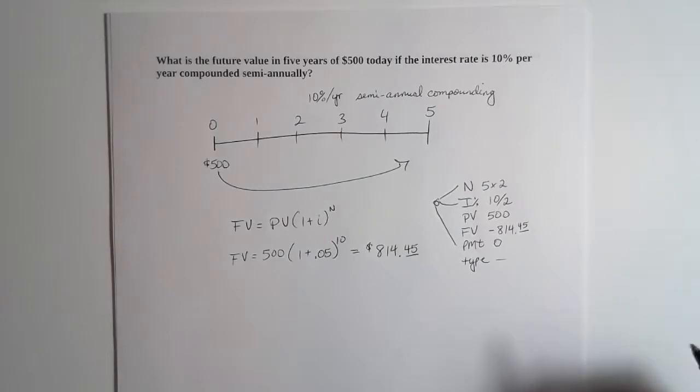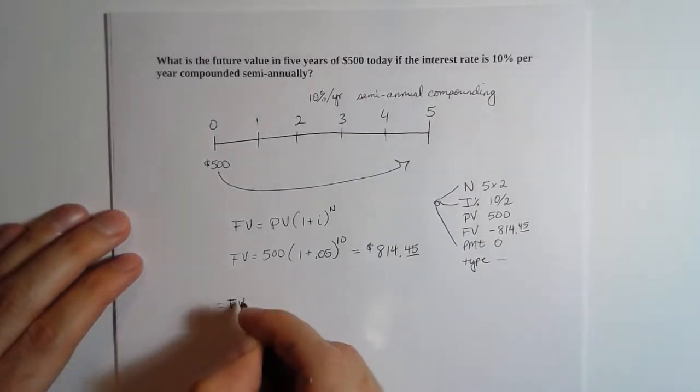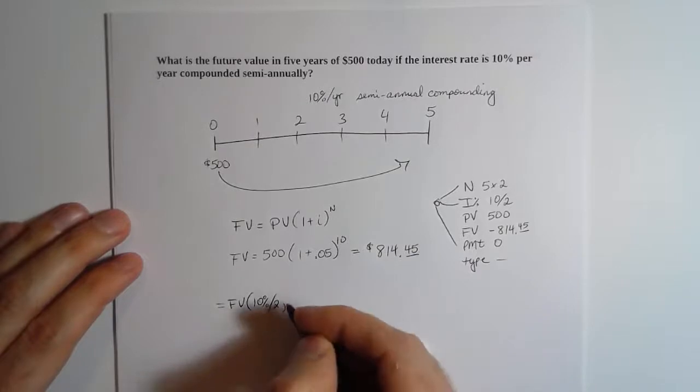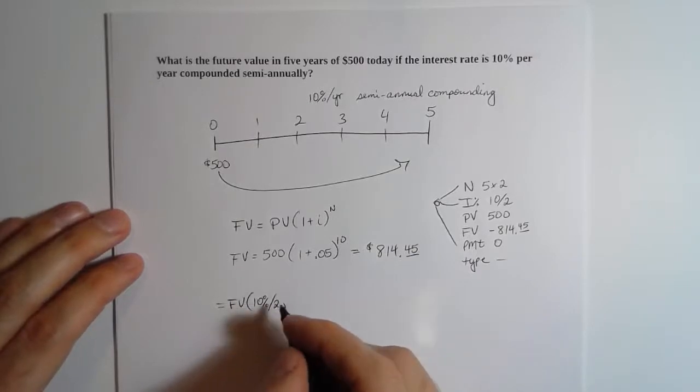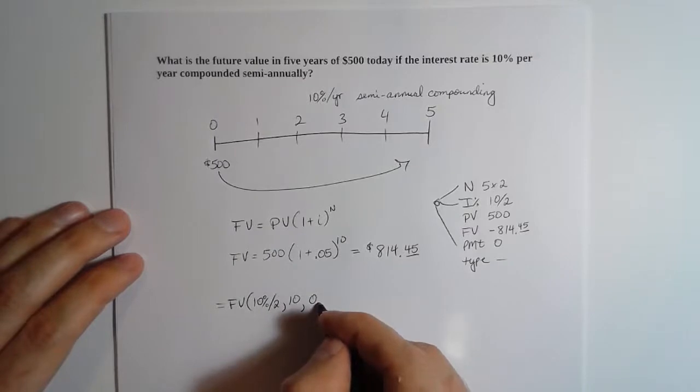Now you should also consider trying this in Excel. If you try this in Excel, the formula you're going to want to use is equals FV, and then you'll need the rate, so you would want to put in 10% divided by 2, comma, and then the number of periods, which is going to be 10, or 5 times 2. Then you need to put in the payment, which is 0, because we do not have an annuity. Then you have the optional argument of a present value, which we do have, and that is 500.